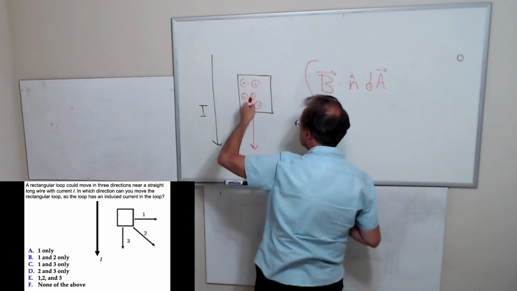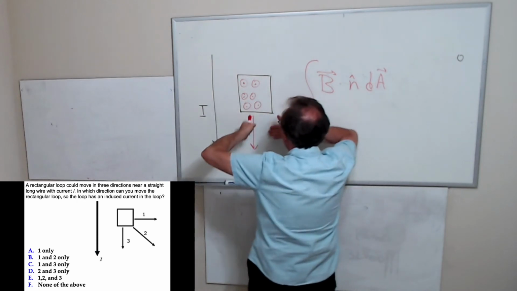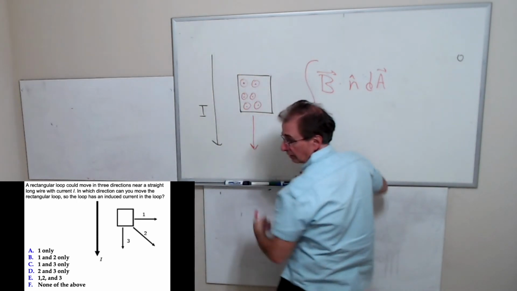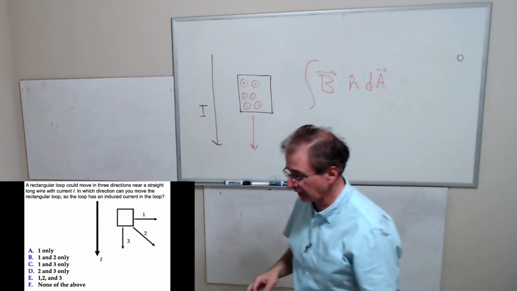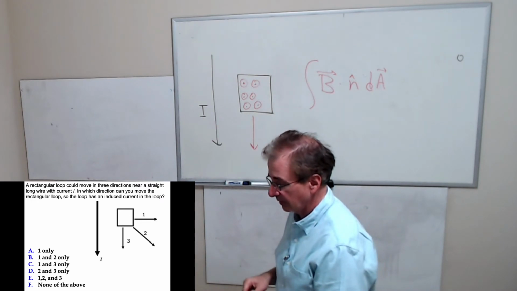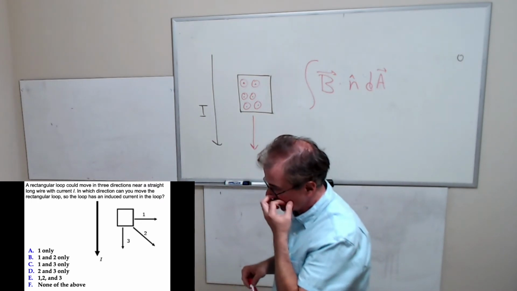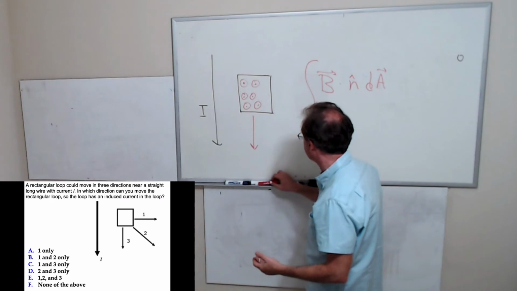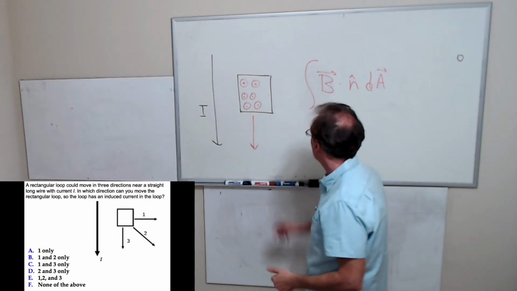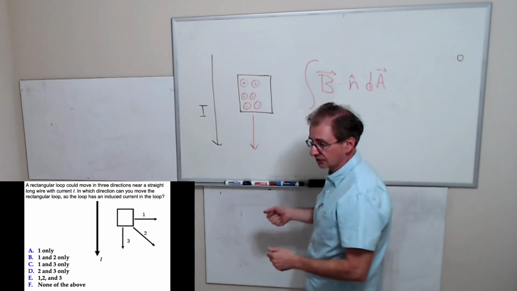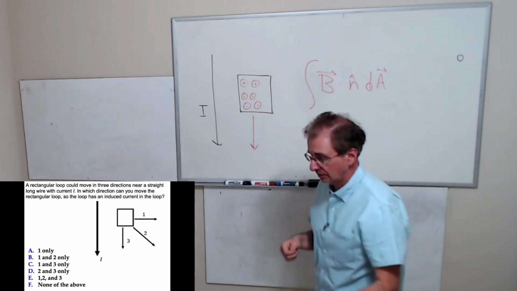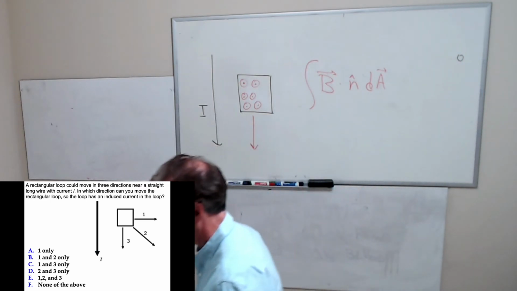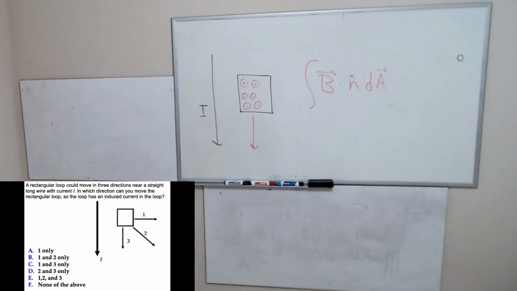The field here is different from the field here, but if I move this upward or downward, the field will still be the same. The flux will not change. And if there's no change in flux, then there's no induced EMF. So 1 and 2 will produce a change in flux, but 3 will not. So the answer is choice B.